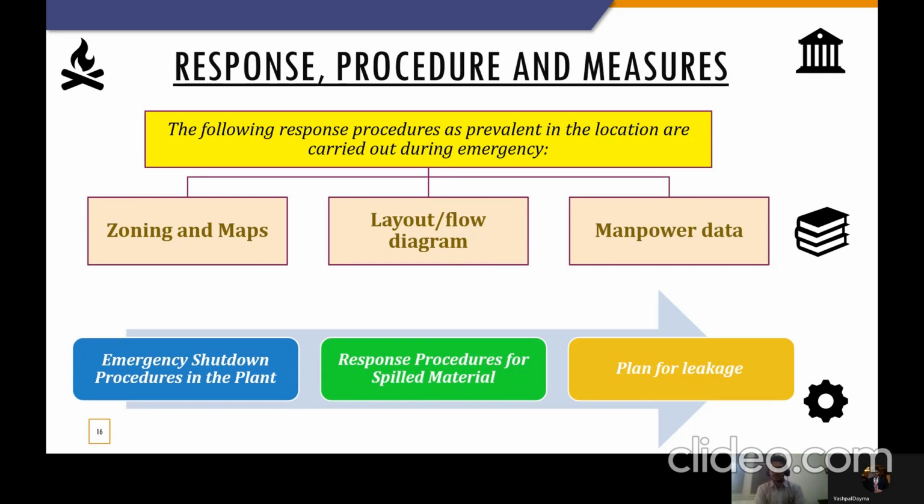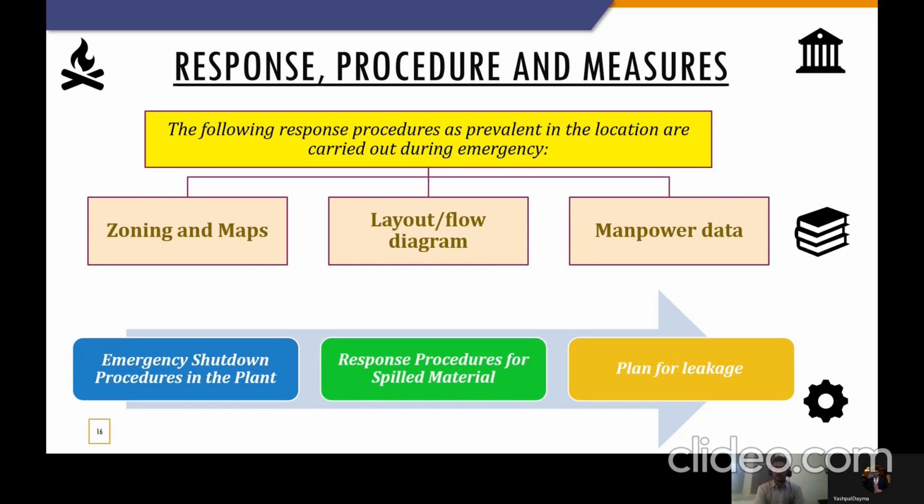Then coming to the layout and flow diagram. This is a procedure which includes the step by step things that need to be carried out in order to mitigate or solve that problem, like which equipment we require, which team will operate in which area, which team will do what task, and what the different steps and equipment required are.